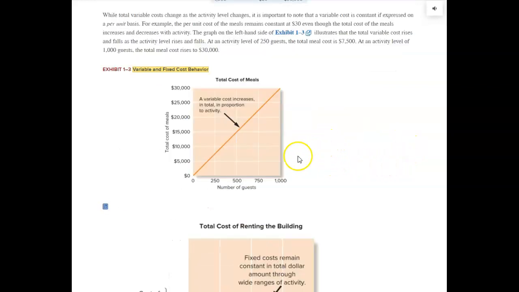Here's a graph. So if you don't have any guests, like in this previous example, you don't have any cost for the meals, zero. But then the more guests you have, the more the cost will be. So that at 1,000 guests, here it is, $30,000, and anywhere in between. So the fewer guests you have, the lower the cost. The more guests you have, the higher the cost.